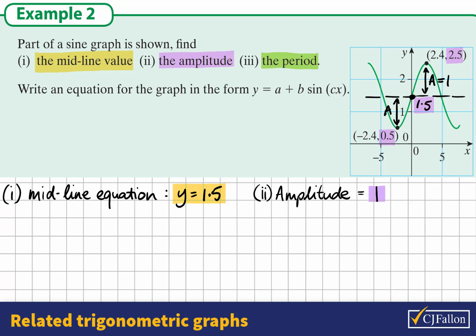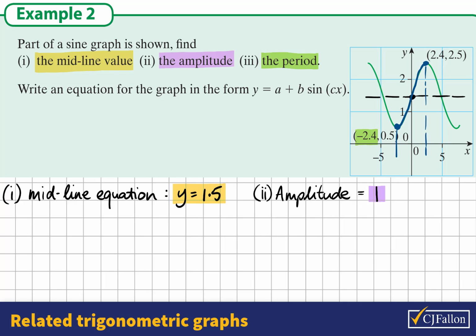Next, we're to work out the period. The period is the x distance that it takes for the wave to repeat itself. We can clearly see that from the maximum point or the minimum point to the maximum point, there's a gap along the x-axis of exactly 4.8. We can see that because it moves from negative 2.4 to positive 2.4.